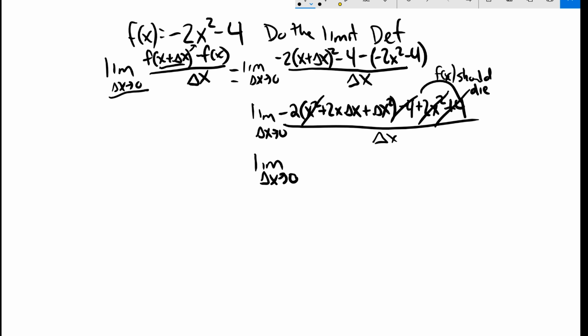Alright, so limit as delta x approaches 0 of -4x delta x plus -2 delta x. Why did I write plus? Squared.